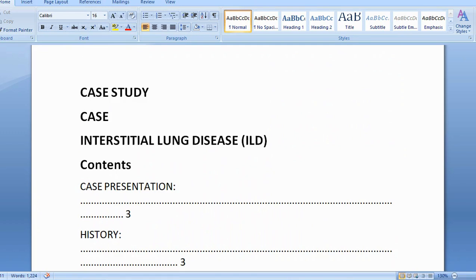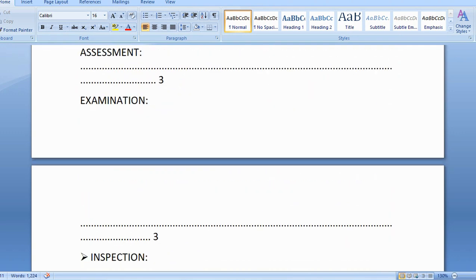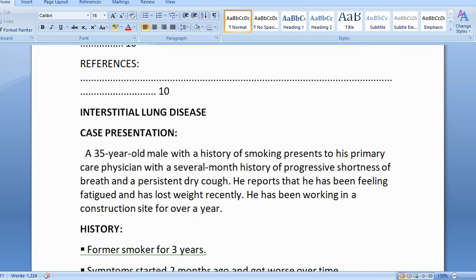Case study of interstitial lung disease, aka ILD, and here are the contents of the document along with the page numbers every content is on. Interstitial lung disease case presentation.